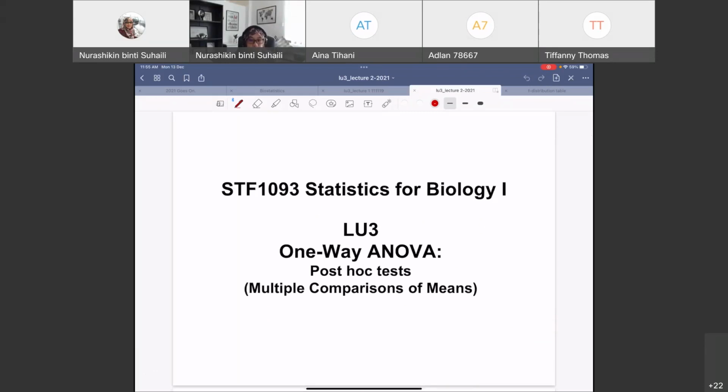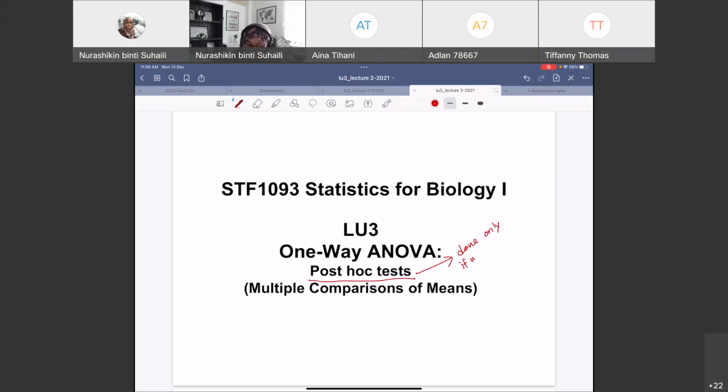The subsequent test after the one-way ANOVA is called the post-hoc test. Post-hoc means post, something after, right? So once we have done ANOVA, we have to know after that where the difference is. That is actually the point, the idea of the post-hoc test.